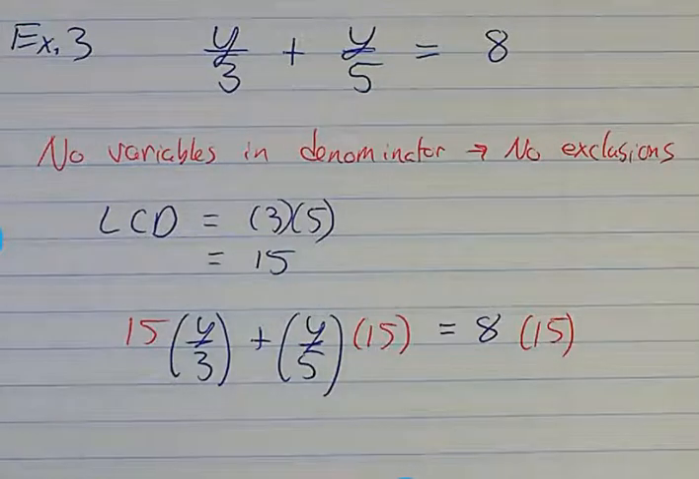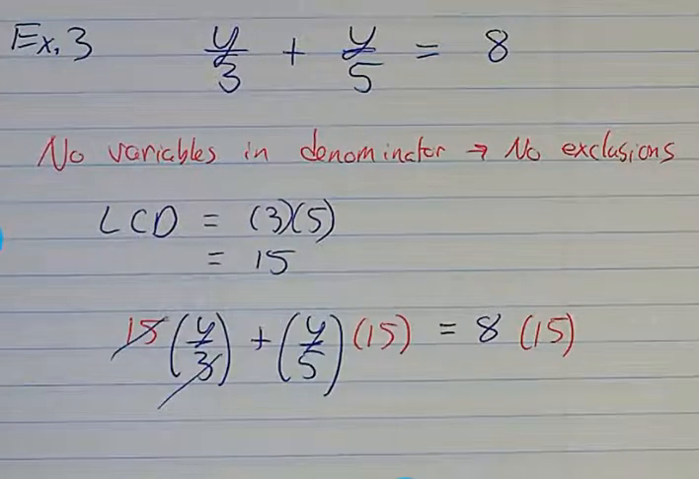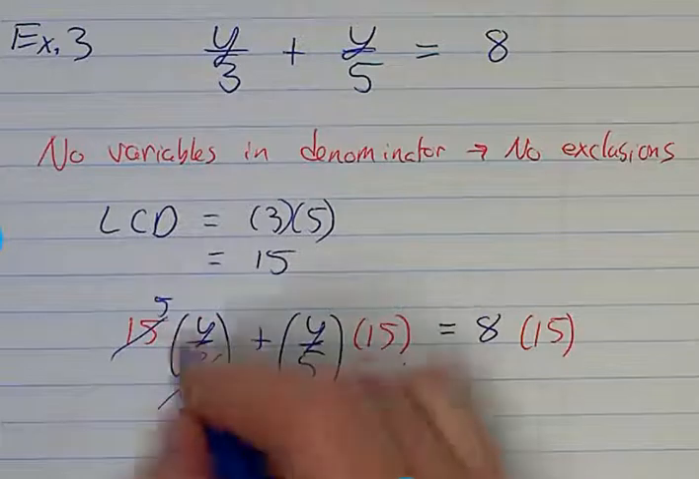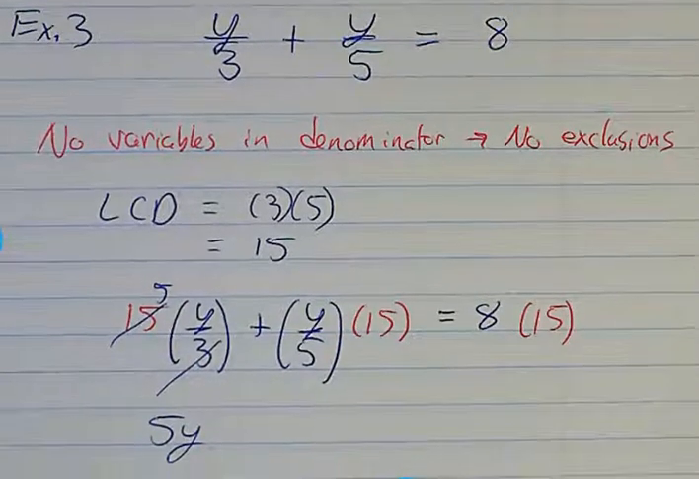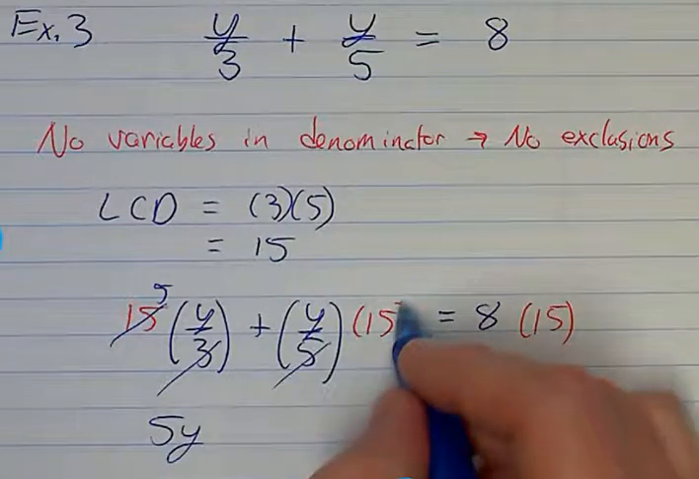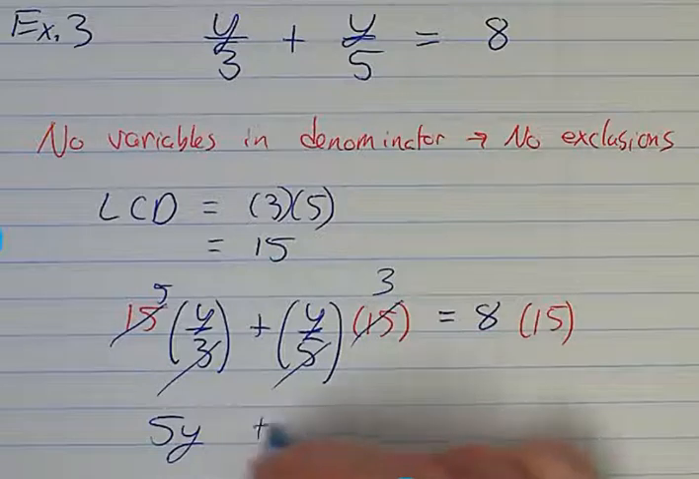All right, again, when you do this, everything should cancel. How many times will 3 go into 15? 5 times, right? So that leaves you with 5 times y, or just 5y. How many times will 5 go into 15? 3 times. So that leaves you with 3 times y, or just 3y.